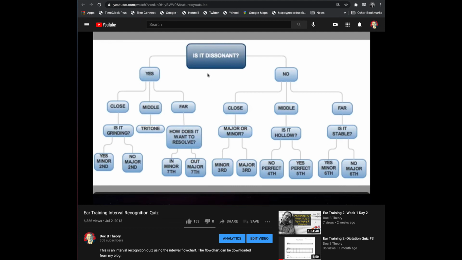Number 2. Hollow because the third is missing. We don't know if it's major or minor.